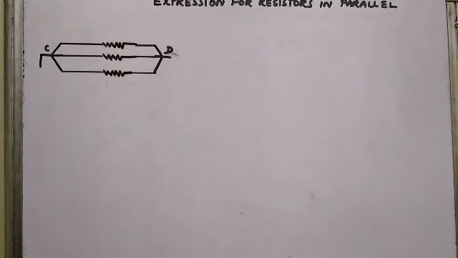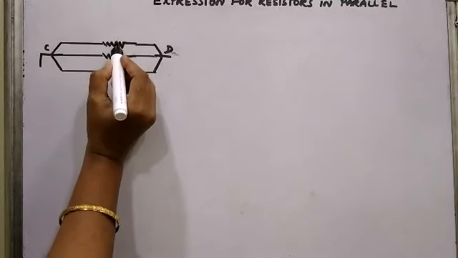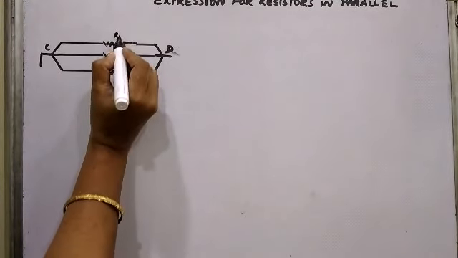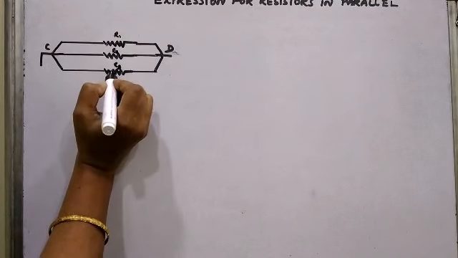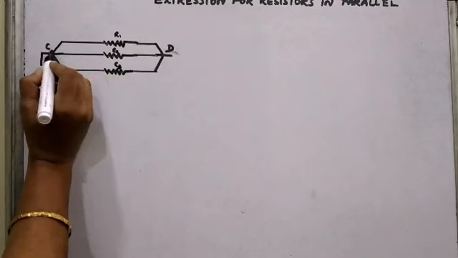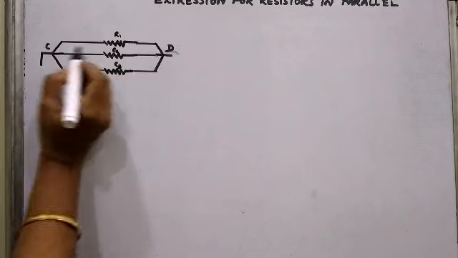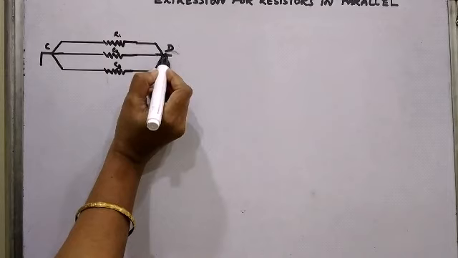Let us see the circuit diagram for resistors which are connected in parallel. So I have taken three resistors. Let me name them as R1, R2 and R3. And these three resistors are connected in parallel. Why? Because they are connected between two common points. And these two common points are C and D.